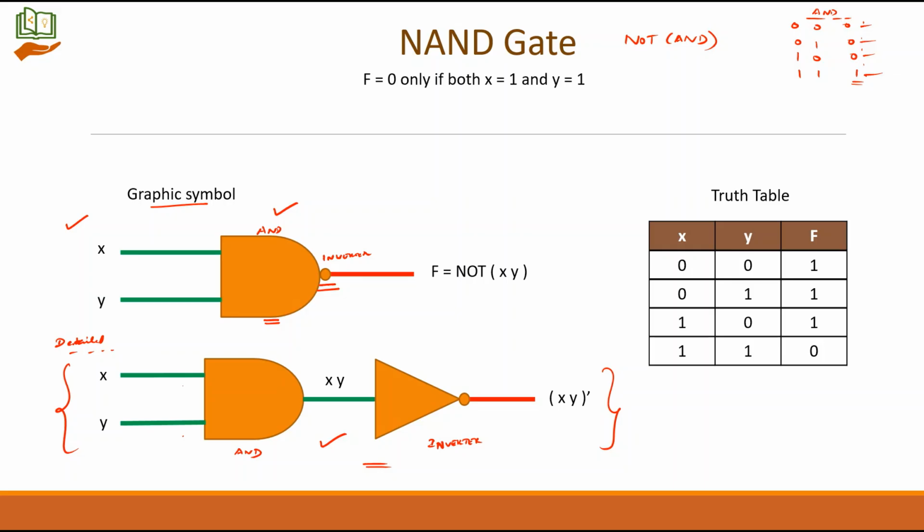F is equal to 0 only when both x and y are going to have the value of 1. Otherwise, the value of F will be 1. So when either x is 0 or y is 0, or when both x and y are going to be 0, ultimately due to the inverter operation, we are going to get 1 in the first 3 rows. The algebraic function is given by negation of AND operation. So this is AND operation. This has to be performed first. That's why we have given brackets and then used dash. So this can also be mentioned in this way.